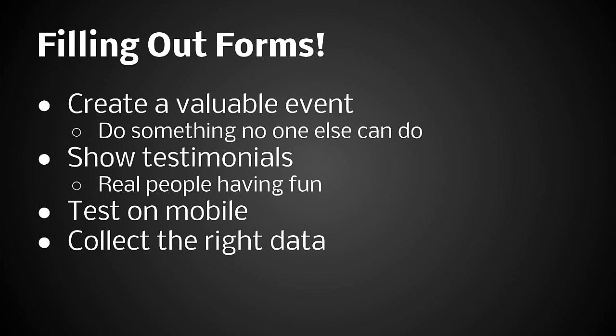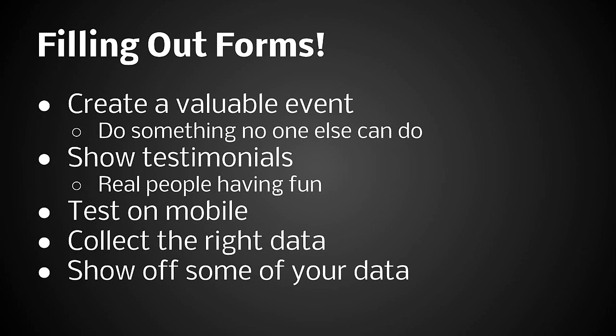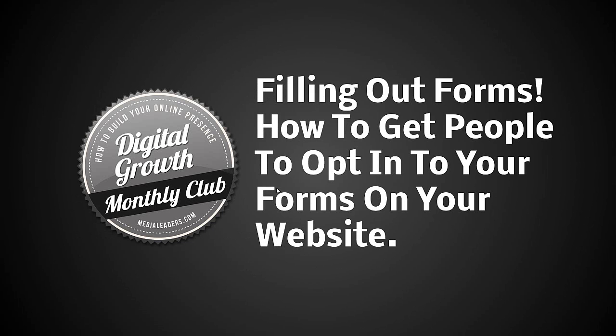Next, collect the right data as you saw me do. I want to know the drop down of where they're from, their first and last name, their email. And if they want to bring a spouse, I welcome that. I just want the spouse's first name and the email. And then show off some of your data, tease it. I want you to make sure that you are teasing that data in a way that doesn't give away too much personally identifiable information. Notice I only gave away the first name and also the city name of everybody that was on the list, so that it wasn't too much like, oh, Bill Smith is there. All right, so there you go. That's filling out forms. How to get people to opt into your forms on your website.